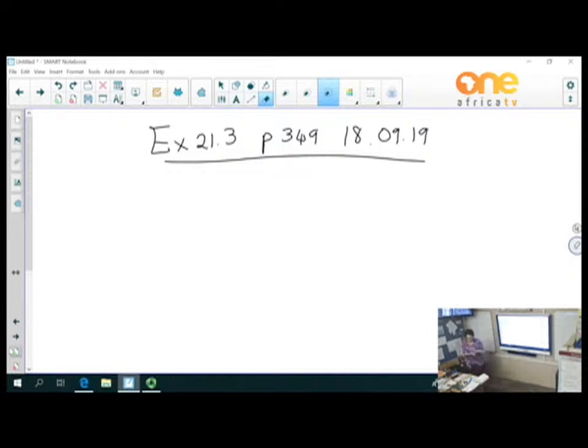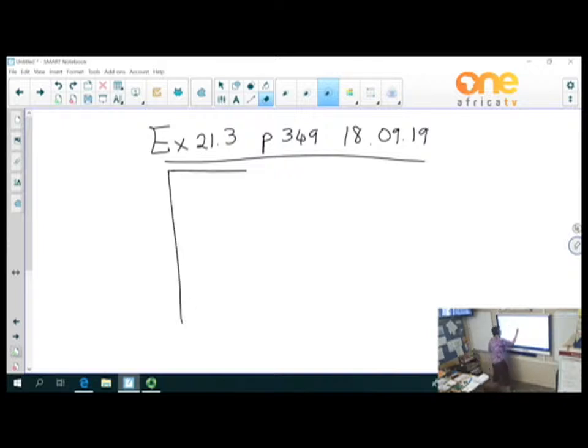Let's look at number 1. The heights of 50 basketball players attending a tournament are recorded in the group frequency table. You must now be in your workbook. Note, and that's important, that 1.8 means it's from 1.8 to 1.9. So I'm going to rather write it like this.